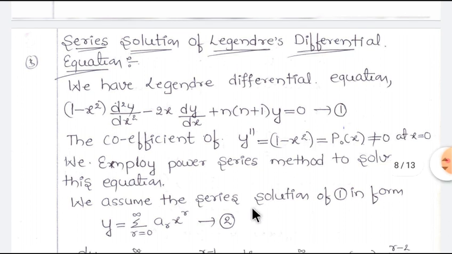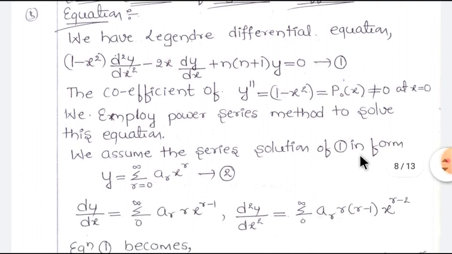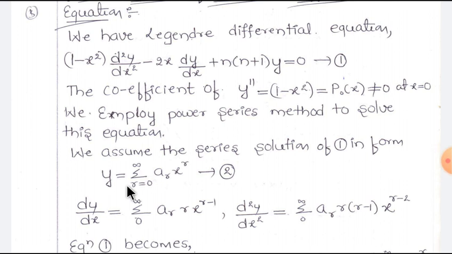We assume the series solution of equation 1 in the form y is equal to the summation from r is equal to 0 to infinity of ar into x to the power r; call it equation 2.